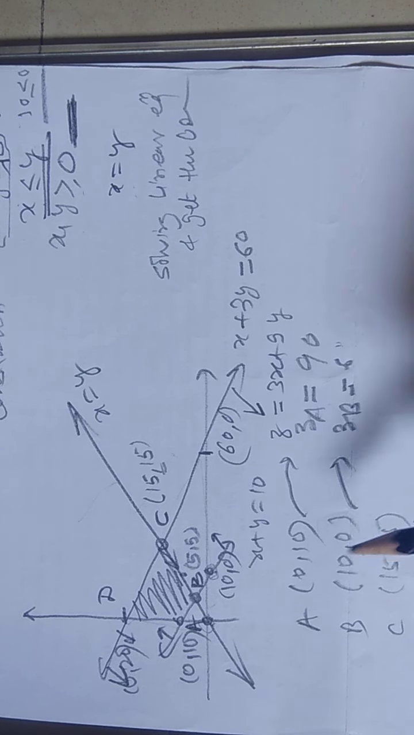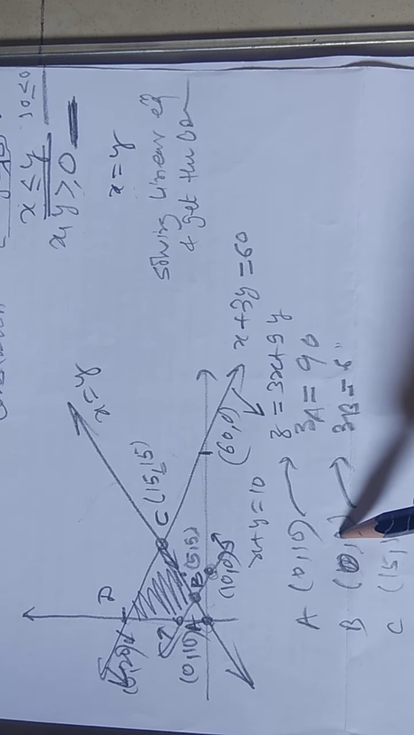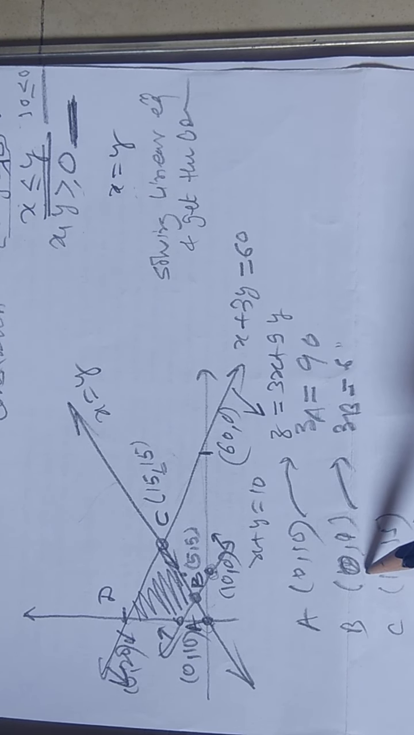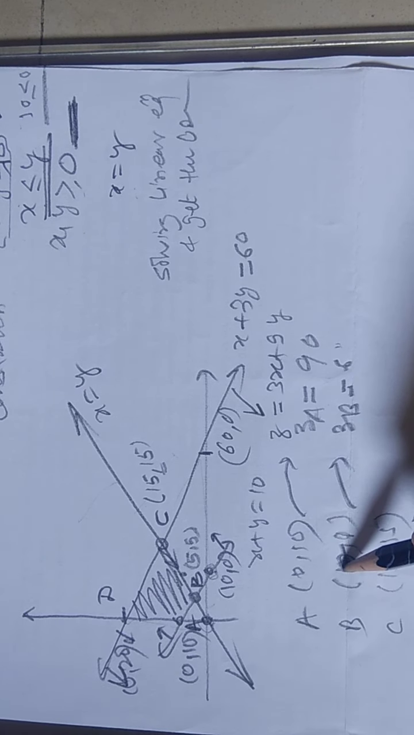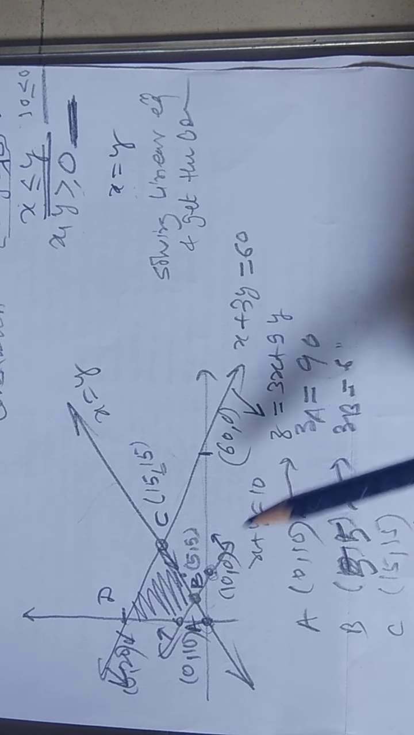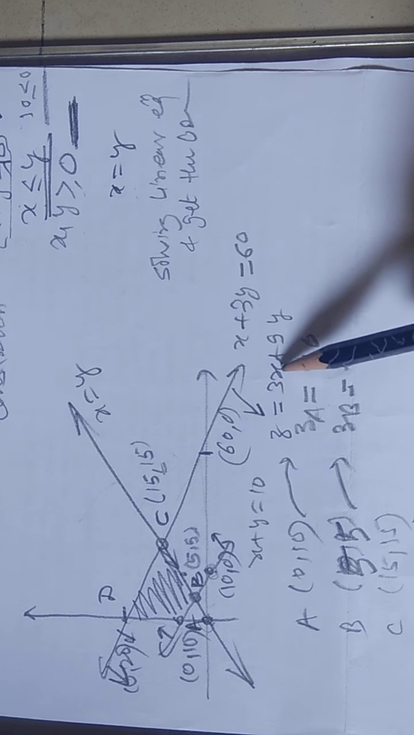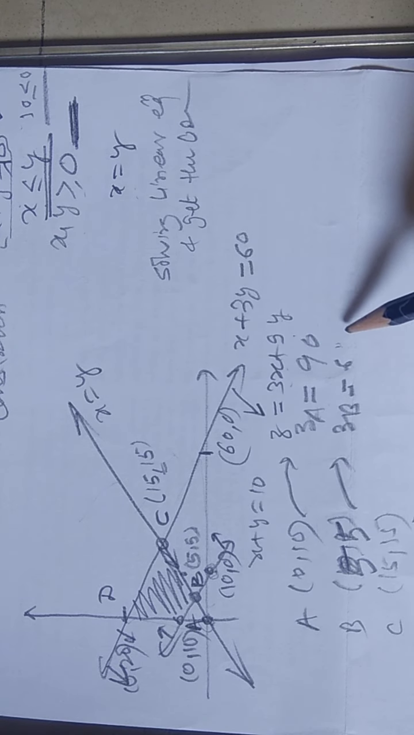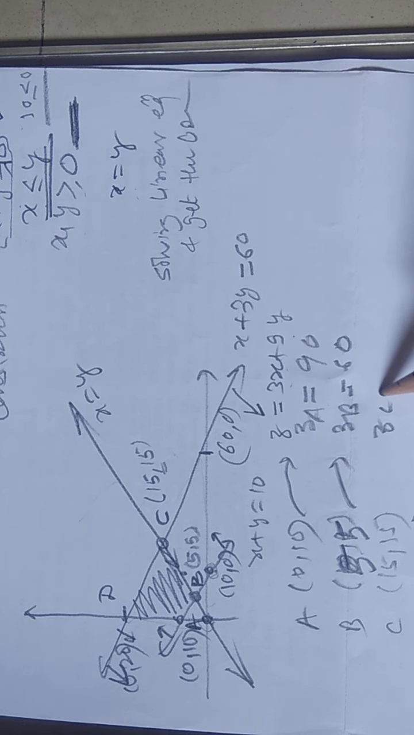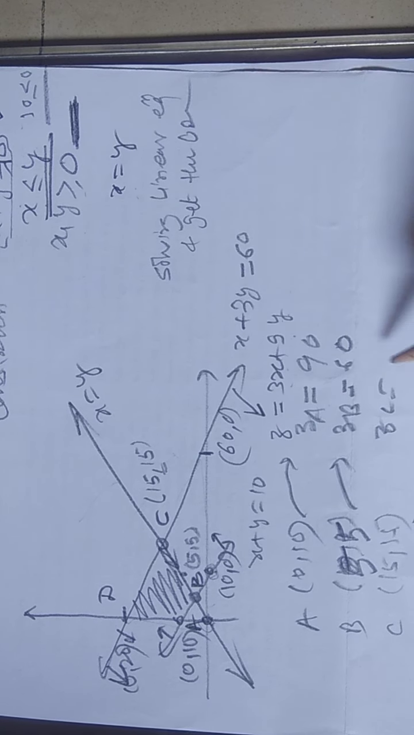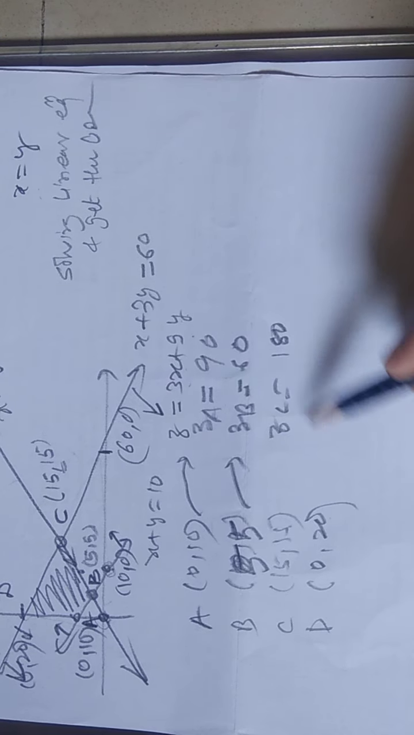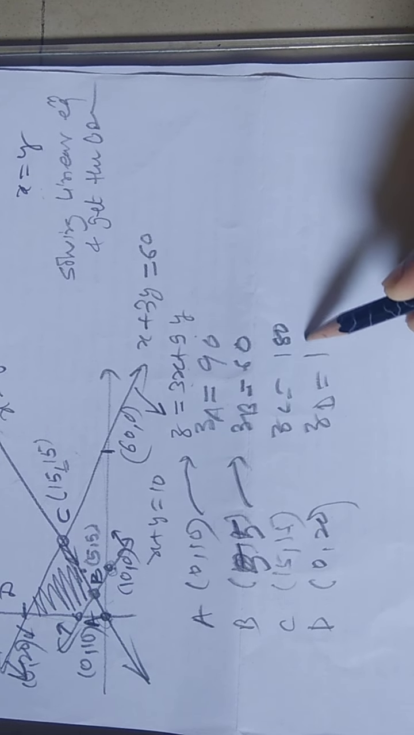Z at B: no, A is 0, 10. B is 5, 5. Look here, B is 5, 5. So 5 times 3 is 15 and 9 times 5 is 45. So you will get 60. Z at C, 15, 15 you are putting over here. You will get 180. Z at D, 20 is to be put. Z at D, you will get 180.